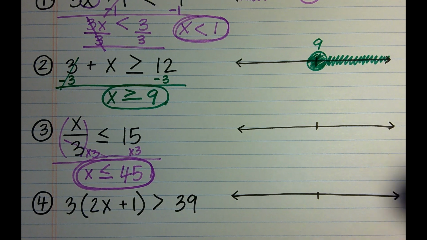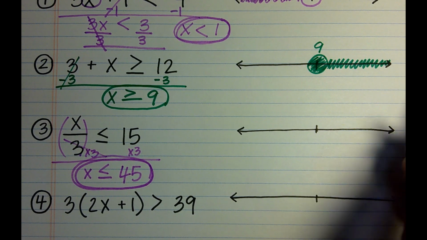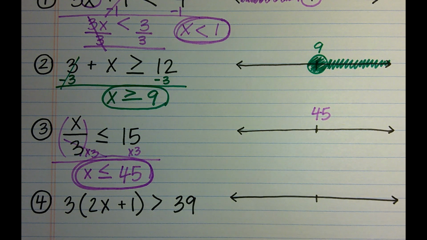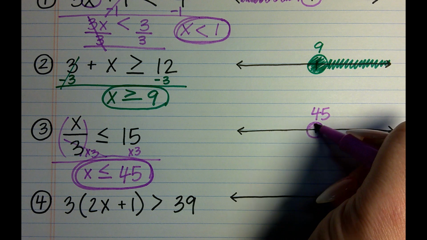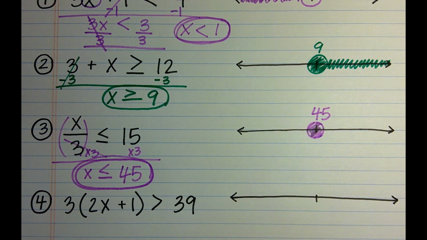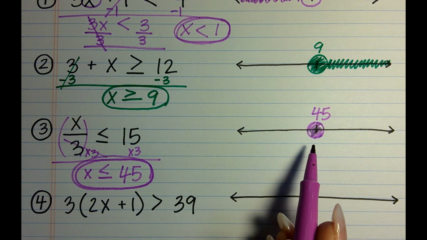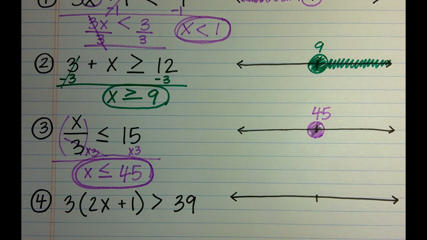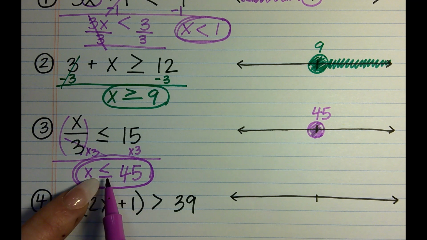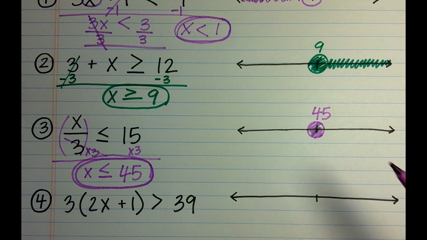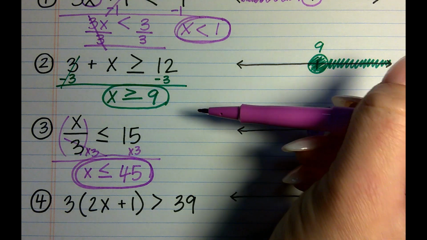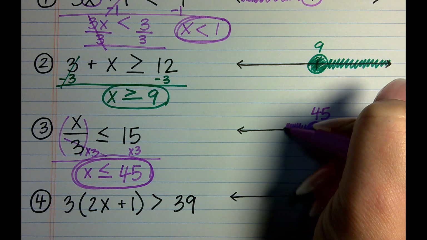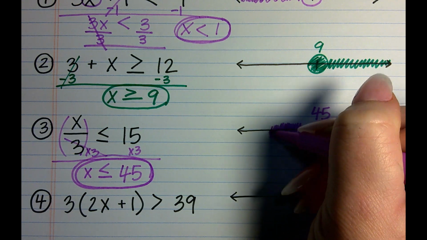What's that graph going to look like? You pick your 45. Go ahead and try. Shade it in. Good. I'm going to shade my circle in, because it's equal to. Yes, thank you. And it's less than or equal to. So which direction do I shade? To the left or the right? To the left. Yes. Everybody to the left.